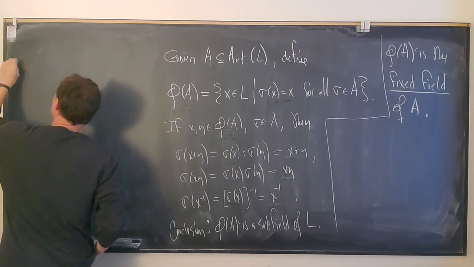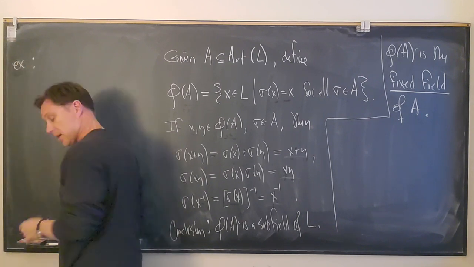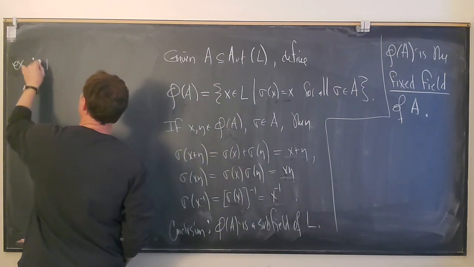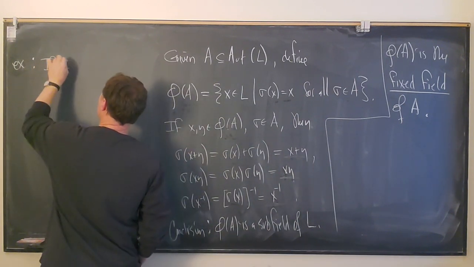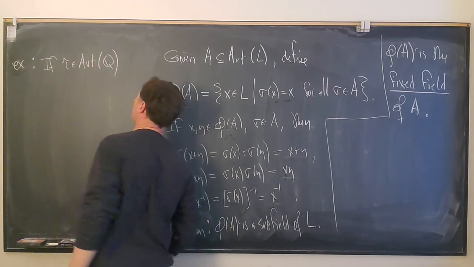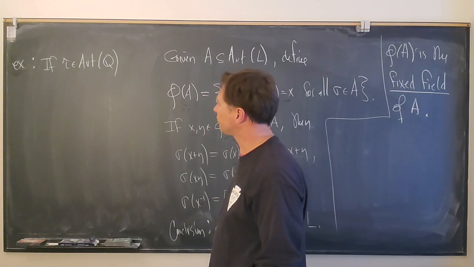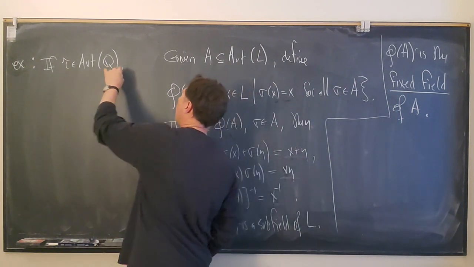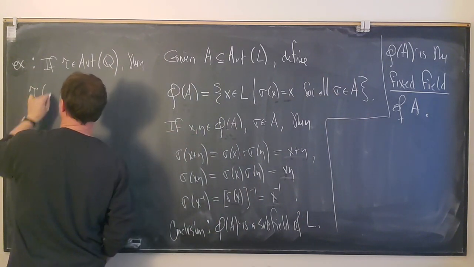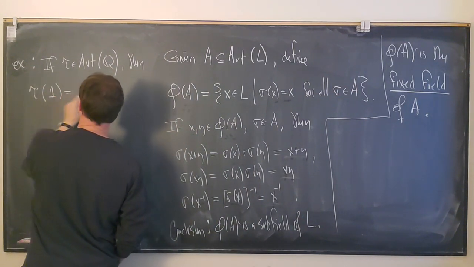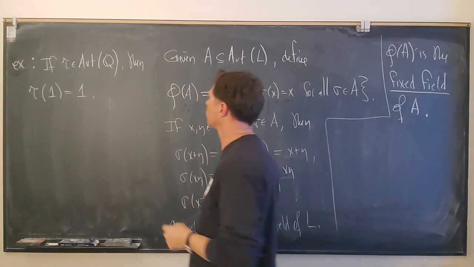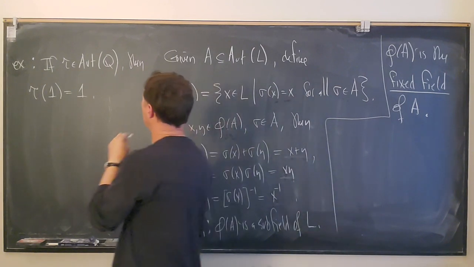So we're just going to explore a little bit. So first, let's look at this. Let's say that tau is an automorphism of the rational numbers, Q. So first thing, we know that 1 has to be sent to 1.